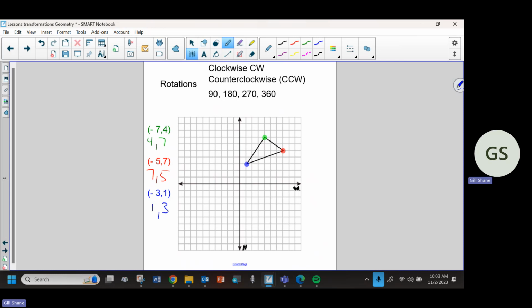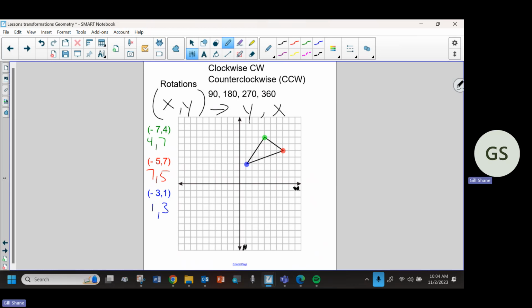Same thing happened every single time. The number part changes. So if we were to create the rule and we said, well, I'm starting with an X and a Y value, what happens to them? They change positions, first of all, right? So the Y and the X change positions. And then what happened? Well, don't think of it as negative. Think of it as opposite. Which one became the opposite?